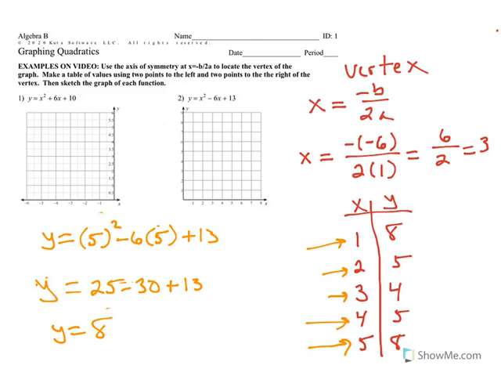So the first one, let's do the vertex first. So we'll do the 3, 4. So x is 3, y is 4. And then we'll do 2, 5, x is 2, y is 5. And then the 1, 8, x is 1, y is 8. The 4, 5, x is 4, y is 5. And the 5, 8, x is 5, y is 8. And there's your 5 key points. And then just do your best to kind of sketch in a smooth curve that follows that.